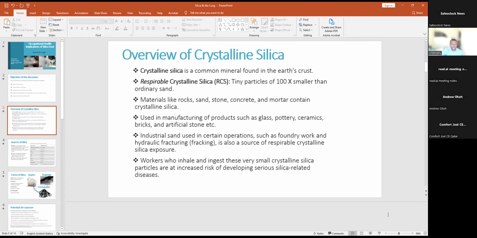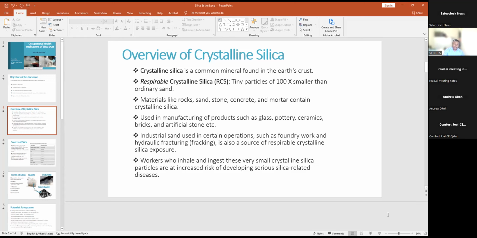stone, concrete, and mortar, which also contain crystalline silica. It is also used in the manufacturing of products such as glass, pottery, ceramics, bricks, and artificial stone, etc. So there are a lot of activities going on that we could barely imagine that generate or expose workers to crystalline silica.